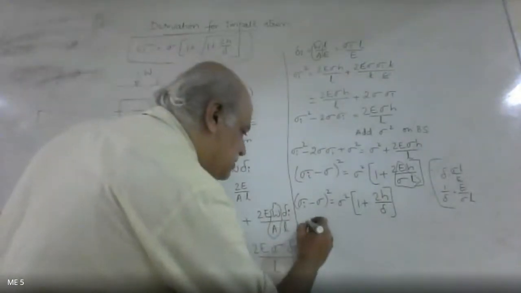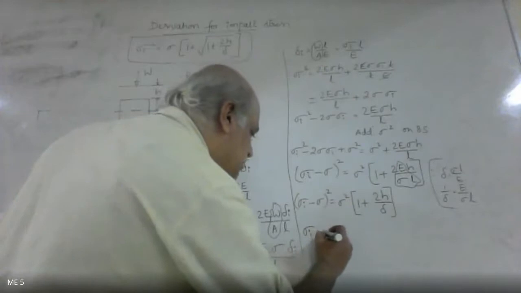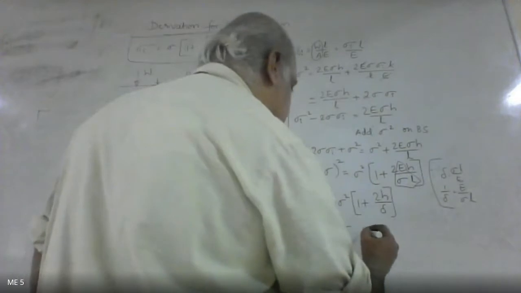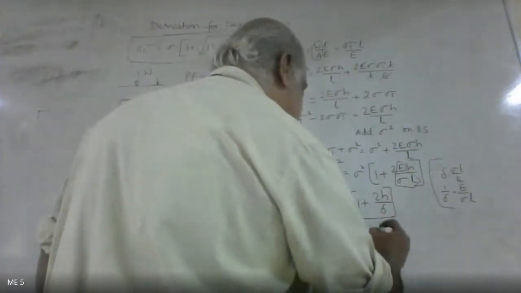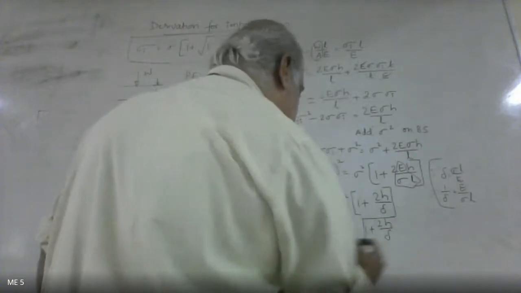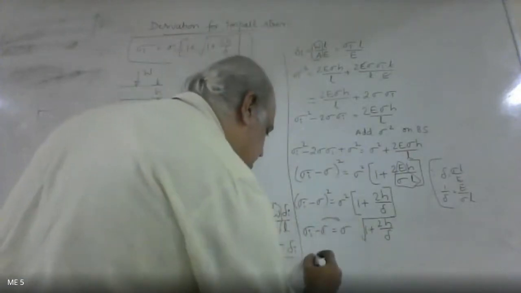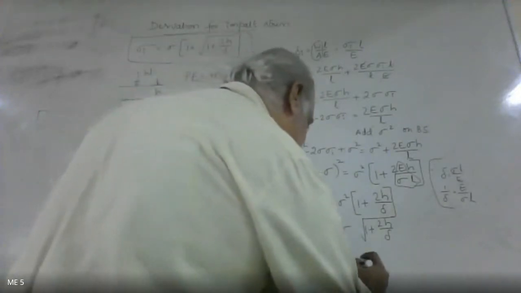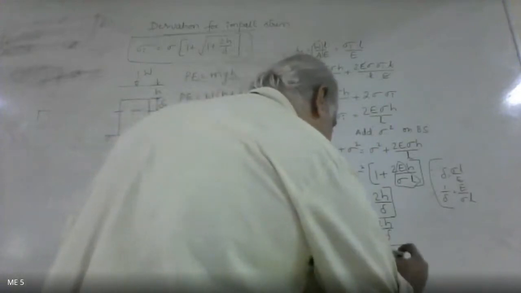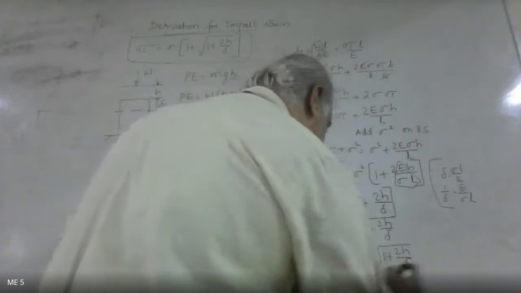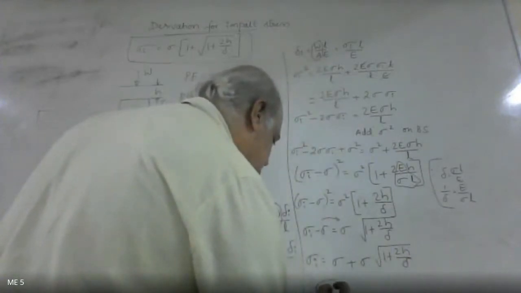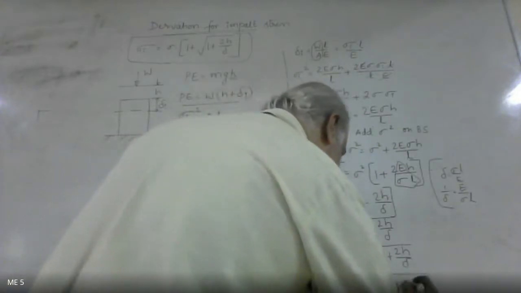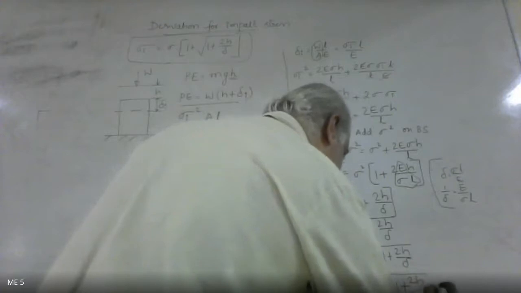So now what else I can do? Sigma I minus sigma, I remove square on both sides. Sigma I minus sigma is equal to sigma root of, correct? What do I get there? Root of 1 plus 2H by delta. Take the sigma to the right hand side and take common. Sigma I is equal to sigma, okay? This sigma into 1 plus root 1 plus 2H by delta. So therefore, your sigma I impact stress is going to be sigma into 1 plus root of 1 plus 2H by delta.